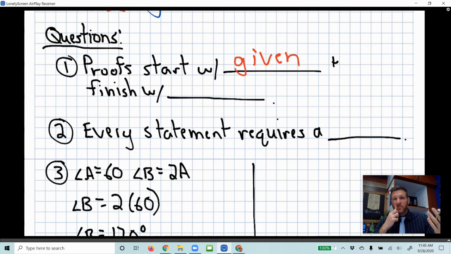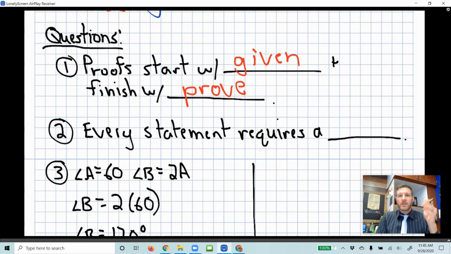And then the end of the proof, you know you're done with the proof whenever you get to the thing you're asked to prove. So with every proof, they're going to say, given this, prove this. Well, make sure your first reason is your given, and your last reason, you know you're done if you've actually finally gotten it down to whatever they specifically asked you to prove.